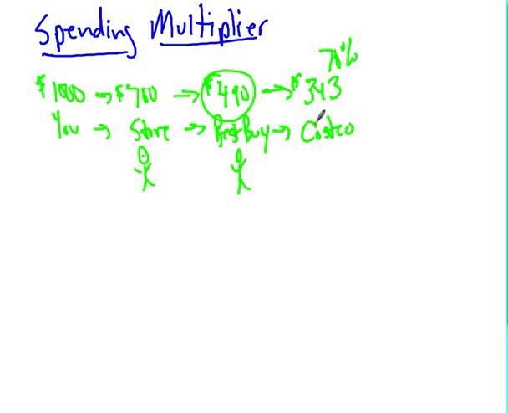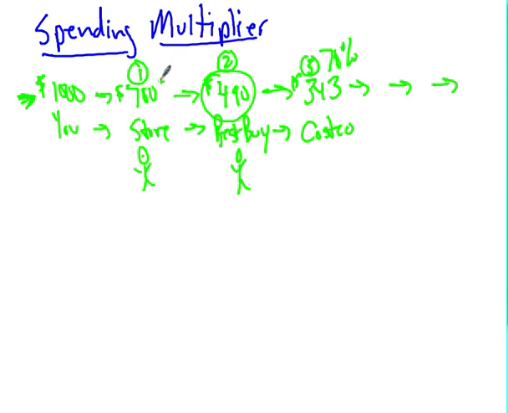We're going to clean this up in just a little bit, but what I want you to see is that this initial $1,000, let's say that the government just gave you a check for $1,000, you can see that it got spent once there, it got spent another time here, it got spent another time here, and we could go on and on and on, taking 70% of everything.